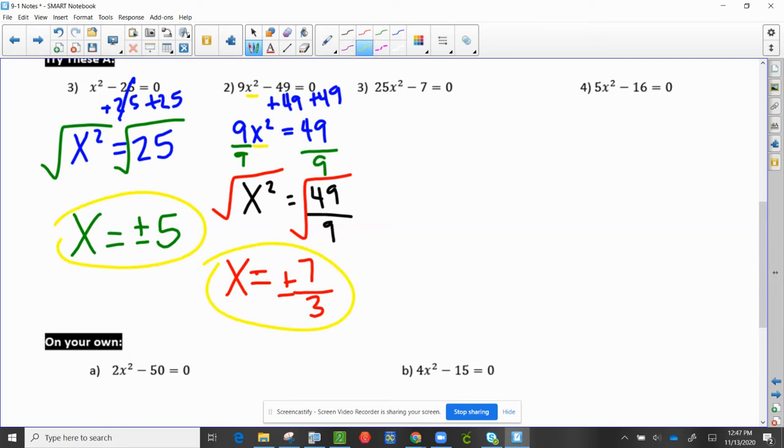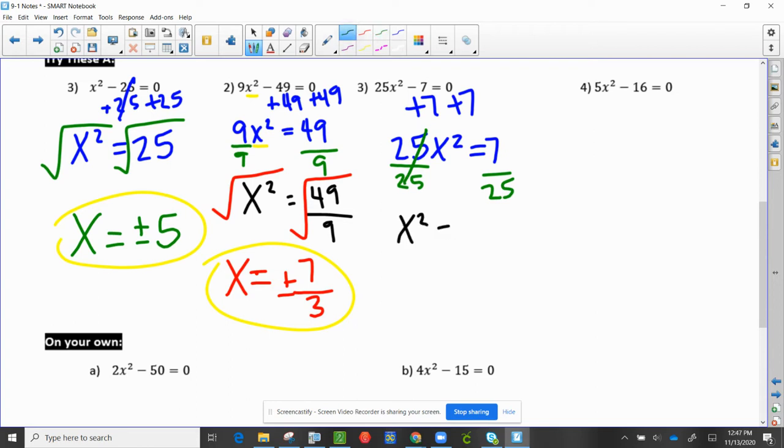Okay. Let's do one more that won't work out so nice. So 25x squared minus 7. I'm going to do those exact same 2 steps as I did in the previous problem to get the x squared by itself. So I move the 7 over, and then I divide out that 25. And again, we're going to leave the fraction alone. So this becomes x squared equal to 7 over 25. And we're going to square root both sides to get x by itself.